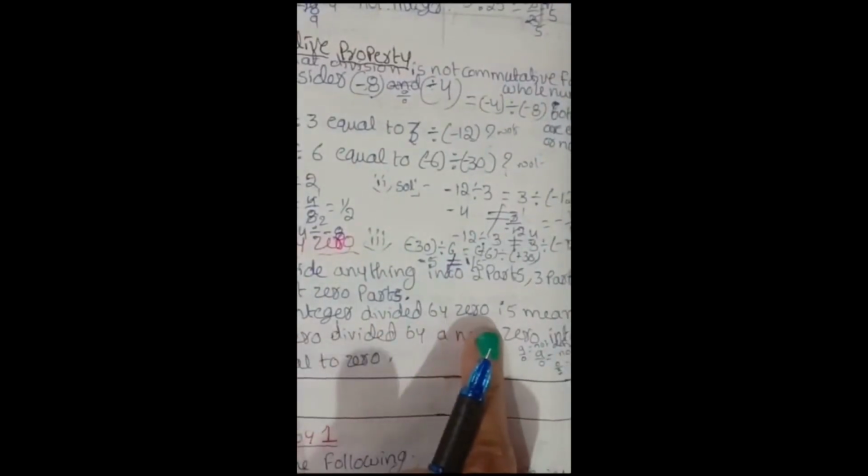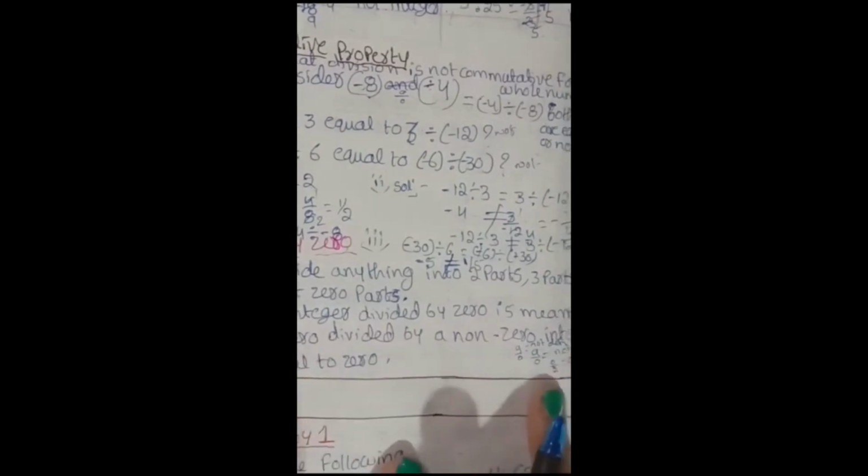Any integer divided by 0 is meaningless, and 0 divided by any nonzero integer is equal to 0 only. Are you understood, Gagan sir? The first one is 0 divided by anything is 0 only. Anything divided by 0 is not defined.